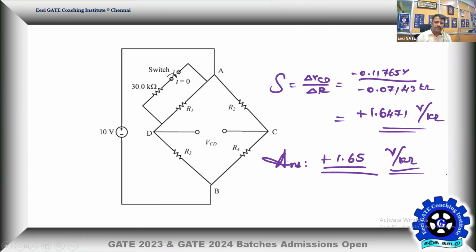If there is any step mistake, you can suggest a change to me. Okay, so that's how the problem should go. Simply go for change in VCD, go for change in resistance, and both are negative. Therefore, sensitivity will be a positive parameter.